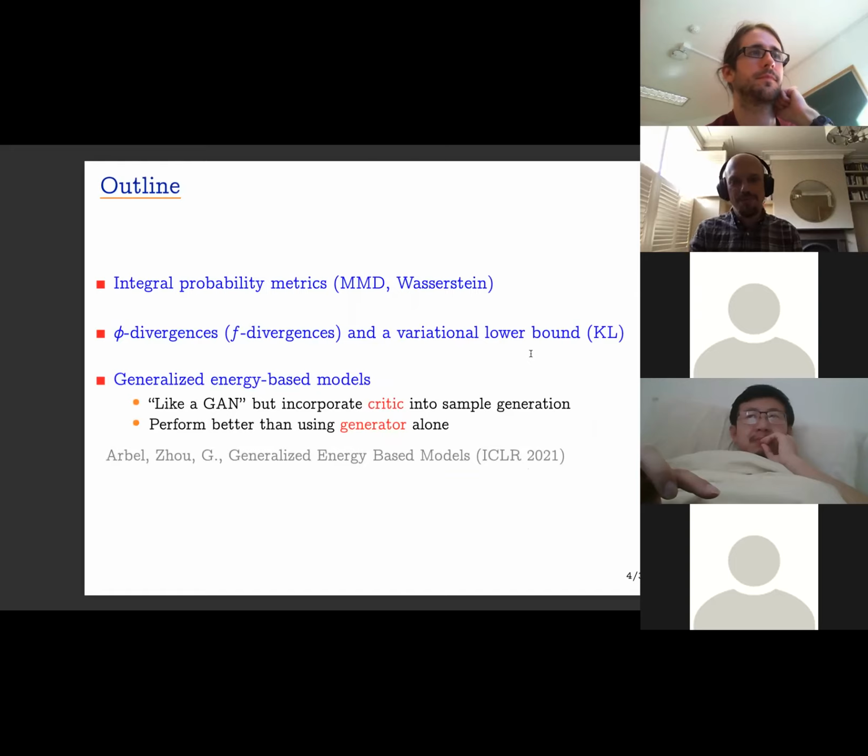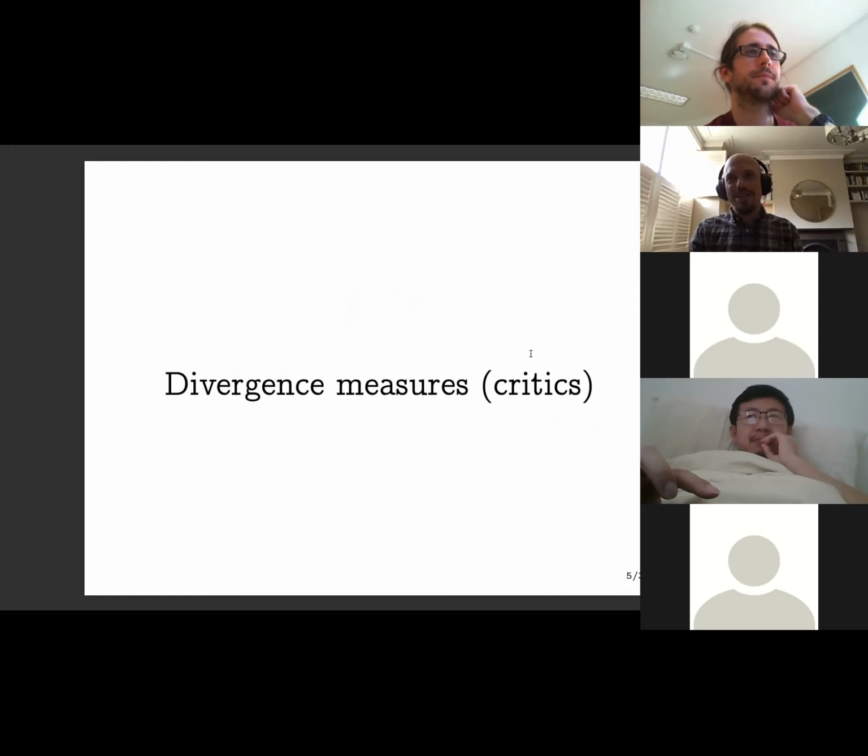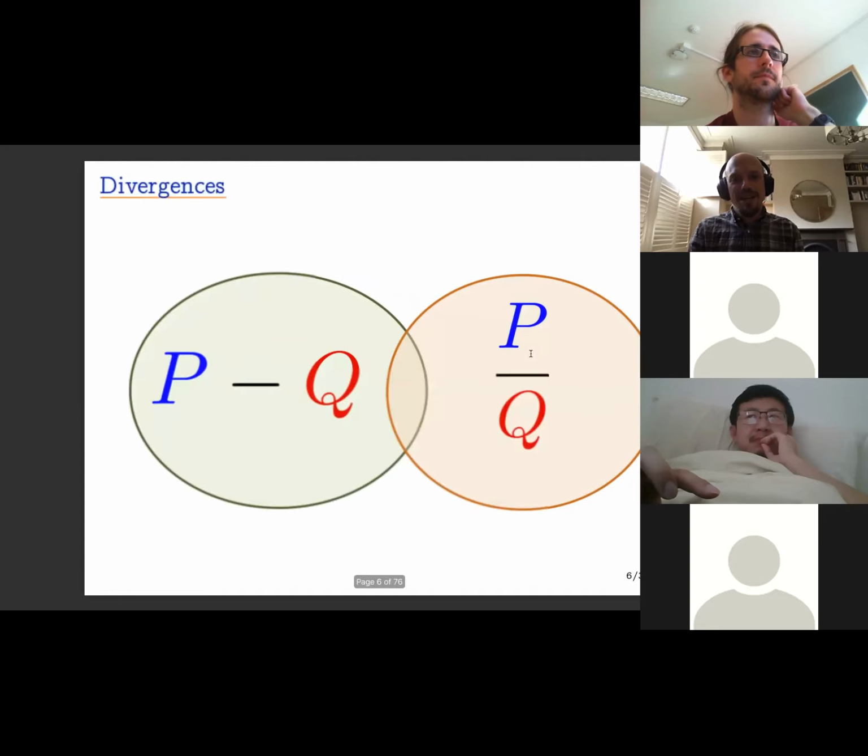All right. So this is the outline. Okay, so let's start with our divergence measures. So let's say we have two distributions. So at a high level, there are two ways that we could compare them.